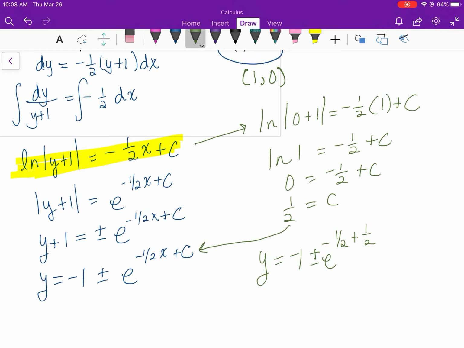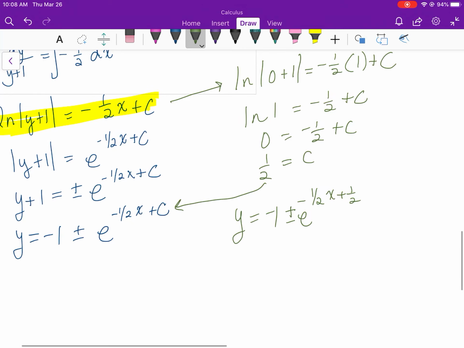What am I doing? Oh, I forgot my x. Okay, so this is how our answer looks. Now, you can clean this up a little bit. They both have a common denominator of 2, so 1 minus x over 2. And we still have that plus or minus.